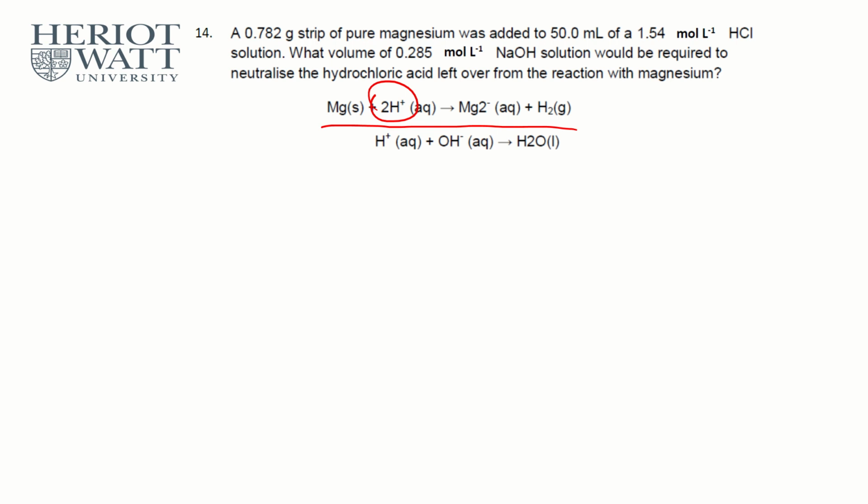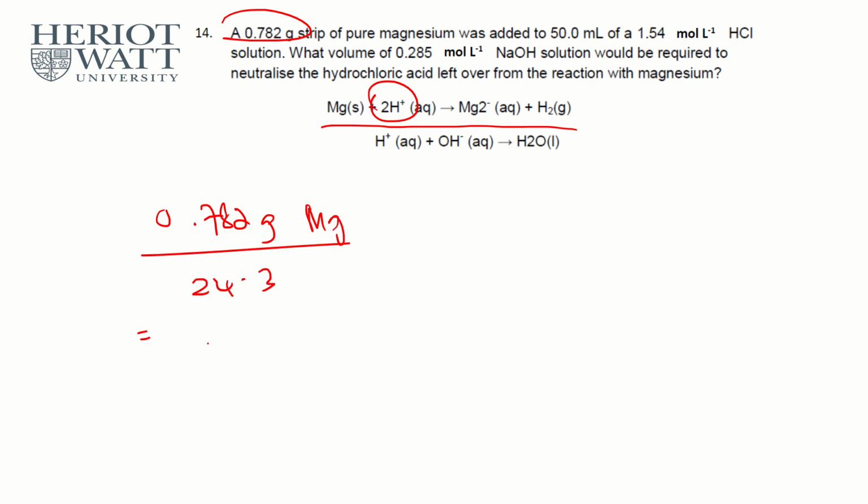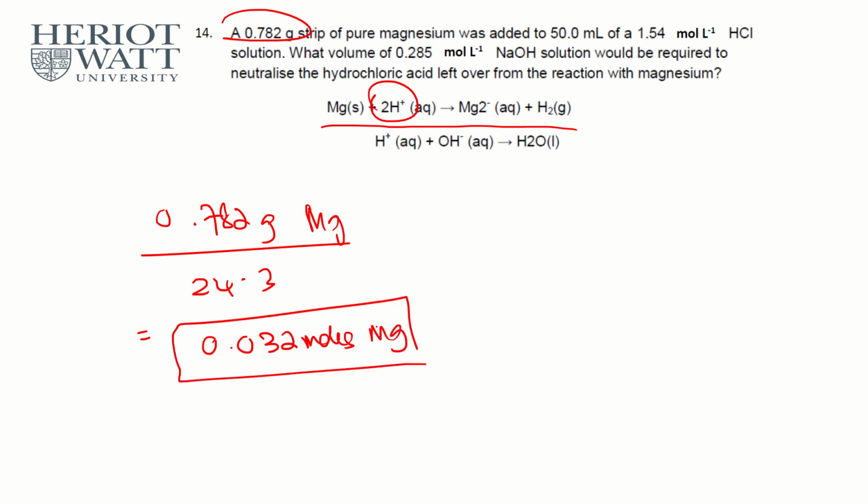So how to know that? First, we need to calculate the remaining HCl in terms of mole. All right, so let's do that. First, we calculate the mole of magnesium, which is this. So 0.782 grams of magnesium divided by 24.3, the relative atomic mass, you get 0.032 moles of magnesium. Okay, I have the mole of magnesium.